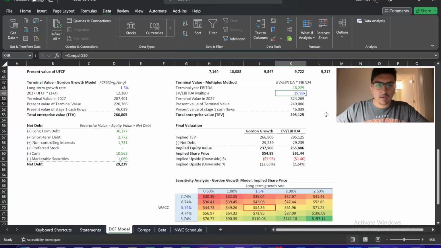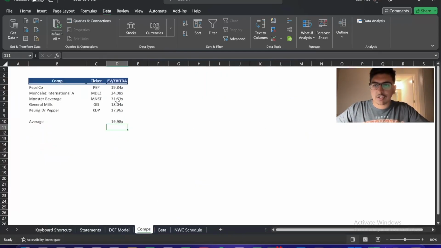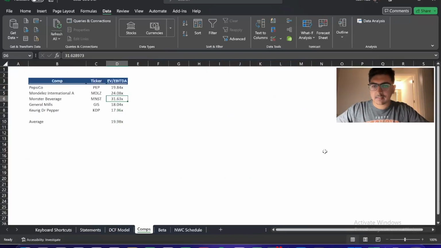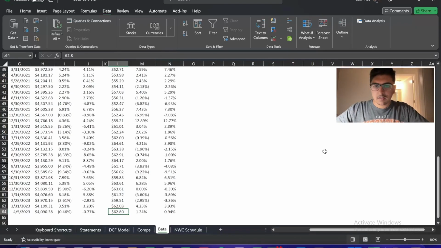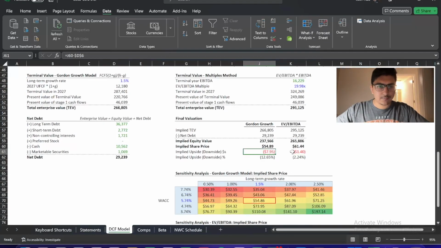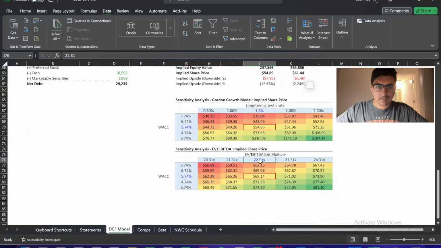So it was showing a positive valuation just because Monster is trading pretty expensively right now. But if we only look at the smaller companies, that sort of pulls down that EV to EBITDA multiple, and now it's showing in the red too. It's showing that it's less, right?